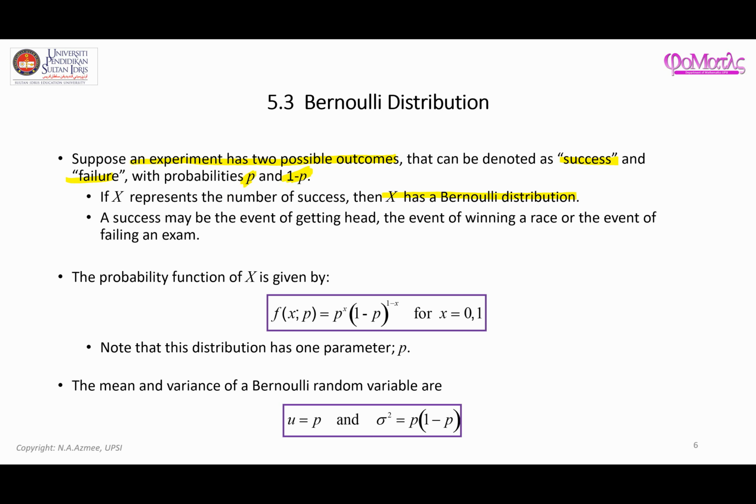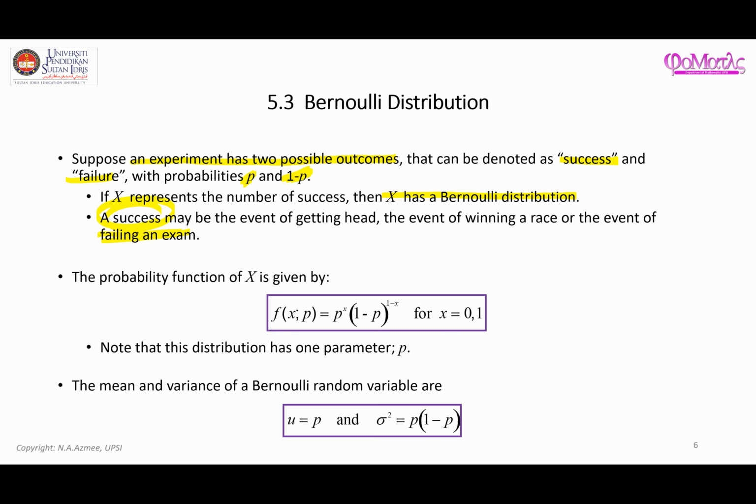Now, a success here may be the event of getting hit, the event of winning a race, or the event of failing an exam. So it doesn't mean just looking at the positive outcomes, but success here is actually related to whatever we intend to find out, like whatever probability of the interested event, really.